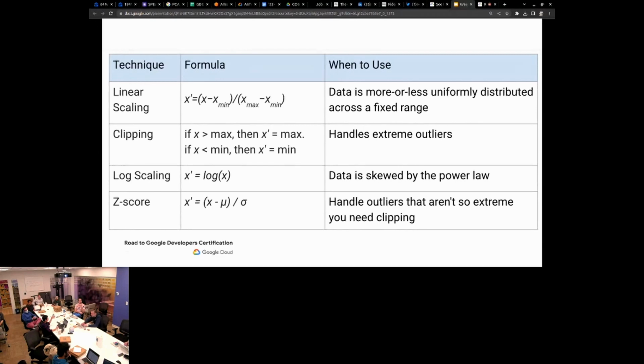And just to give you numbers, 100,000 and 1,000 are so different from each other, right? But 100,000 is 5 and 1,000 is 3. So they are more comparable when you are taking the log of them.